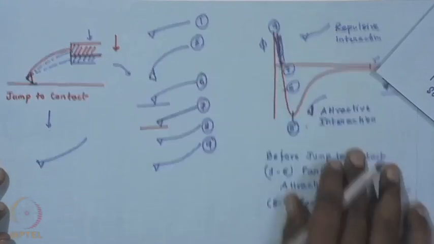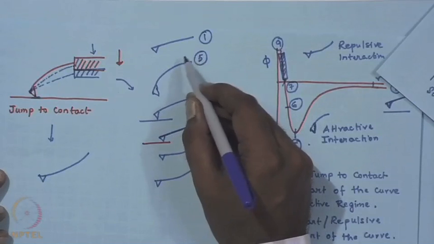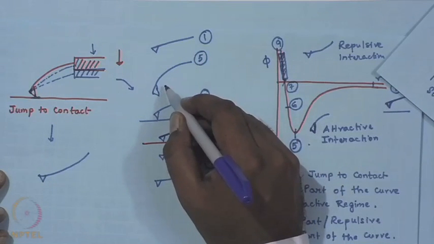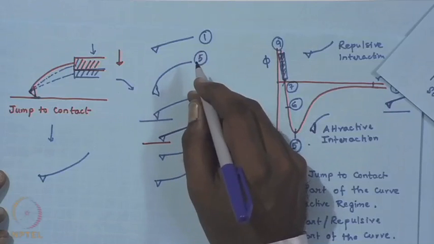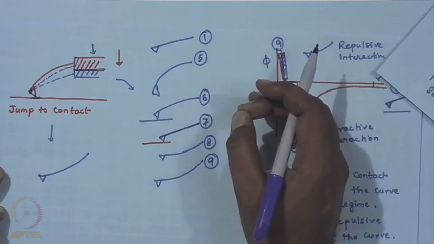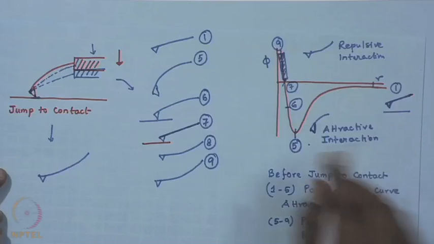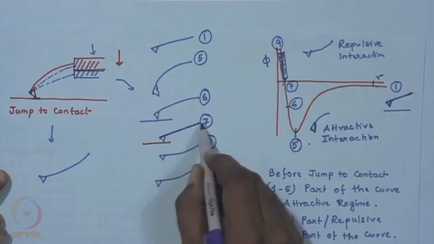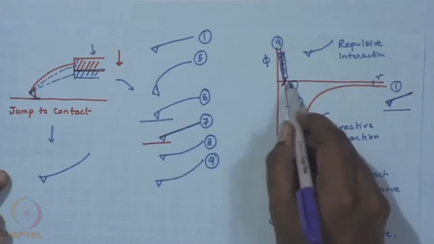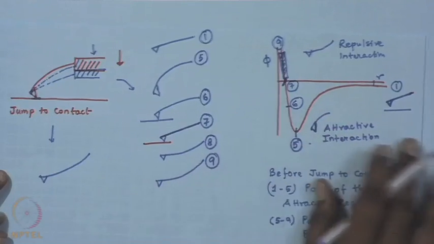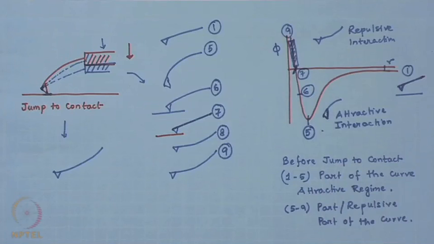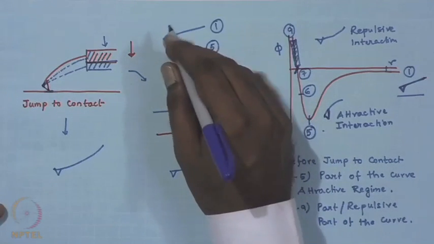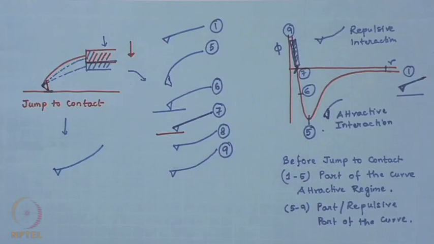So, there was no deflection, then it starts to feel the attraction and deforms in this way, then it jumps to contact, then further approach gradually reduces the overall attractive interaction. Finally, it crosses the critical point at 7, and then there is a net repulsive interaction. So, this is the overall sequence that the cantilever undergoes during the approach.